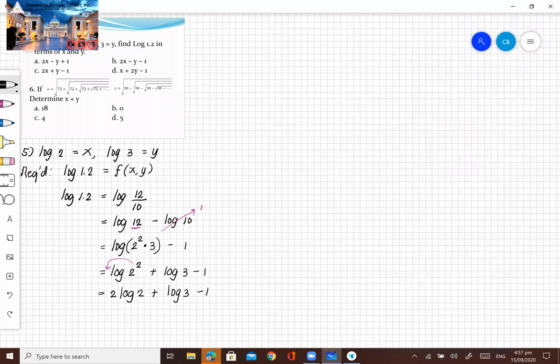So, therefore, we can conclude now that the logarithm of 1.2, it is equal now 2 log of 2, according to the problem, is x, plus log of 3, according to the problem, is y, minus 1. So, that should be our final answer. That is the value of logarithm of 1.2 in terms of x and y.